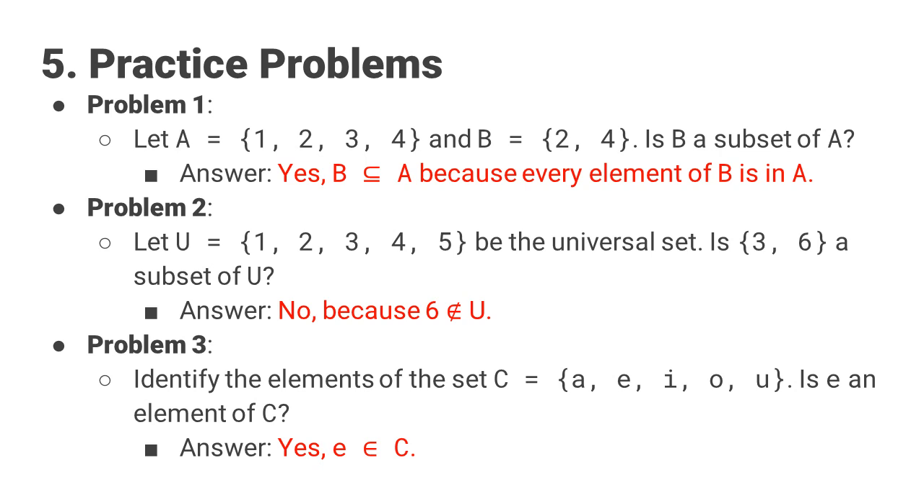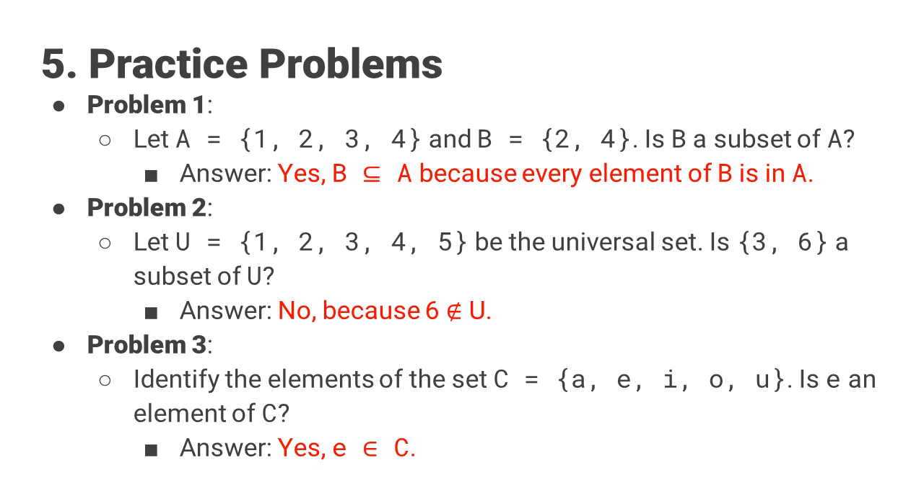Problem 2, let U, the universal set, equal the set of 1, 2, 3, 4, 5. So this is our universal set. Is the set of 3 and 6 a subset of U? So here, the set of 3 and 6, we can name it B equals the set of 3 and 6, or we can just say the set of 3 and 6. So is it a subset of U?